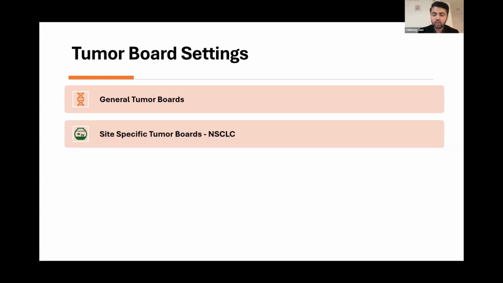Second one is site-specific tumor boards. So for example, there can be thoracic oncology specific tumor boards in which just non-small cell lung cancer plus small cell lung cancer or other thoracic oncology, like other lung cancers, can be discussed.